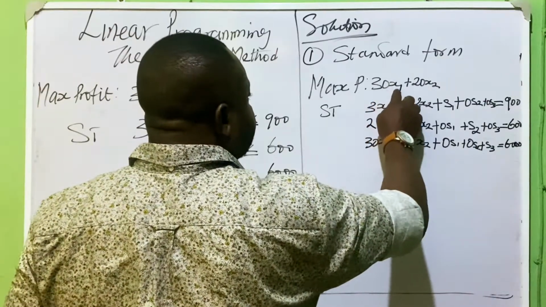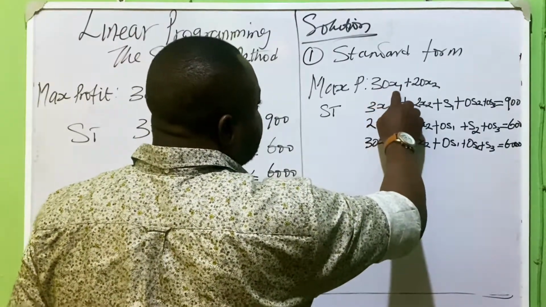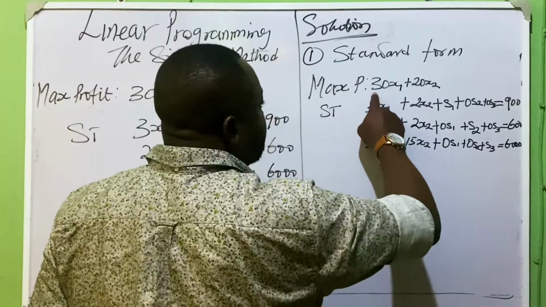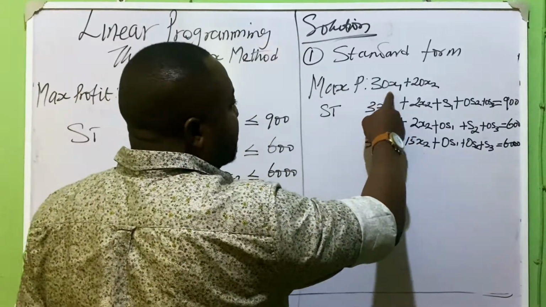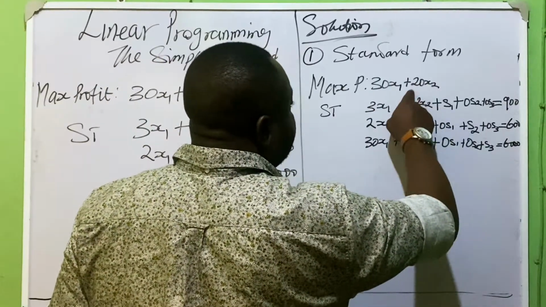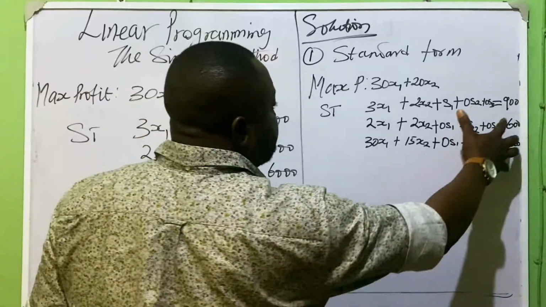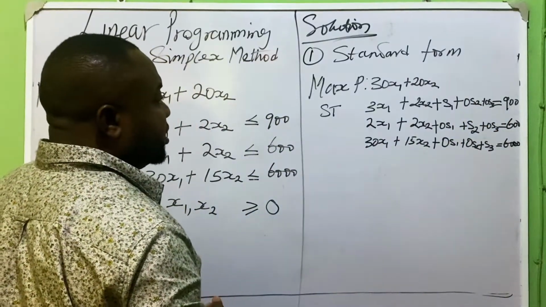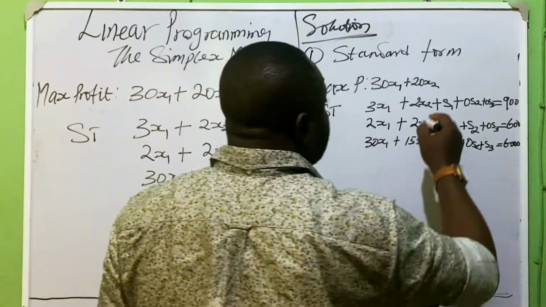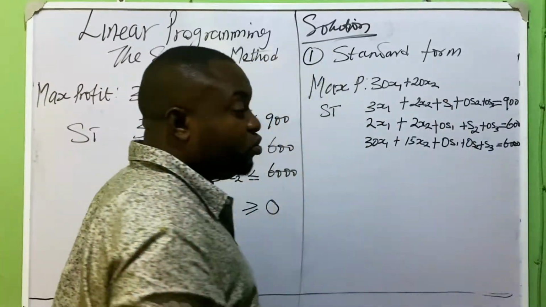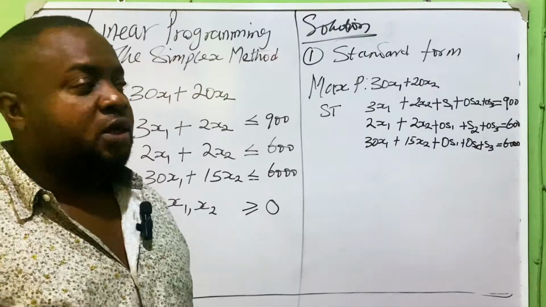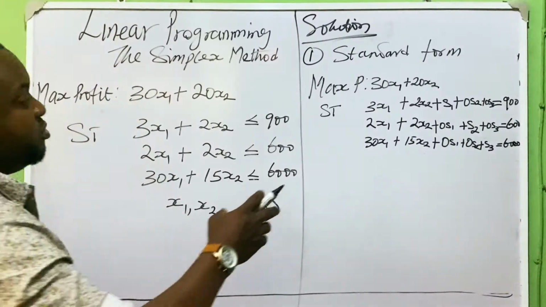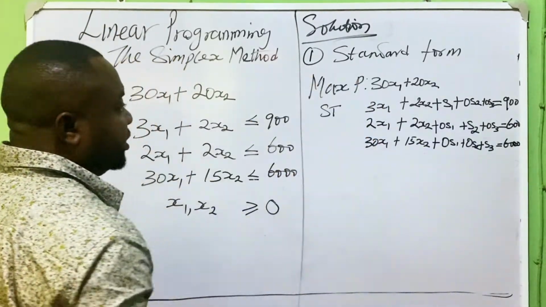For x1, the coefficient of x1 is 30, which means if you produce 1 unit of x1, the profit will be 30 naira. If you produce 1 unit of x2, the profit will be 20 naira. So all the artificial variables introduced must be represented in the objective function, and their coefficient will be 0. Of course, it's very clear because they won't be adding anything in real terms to us.